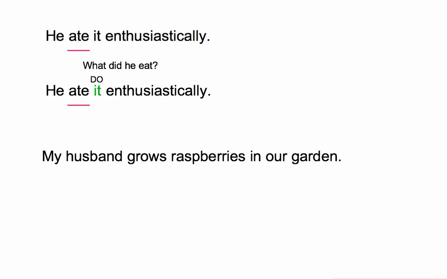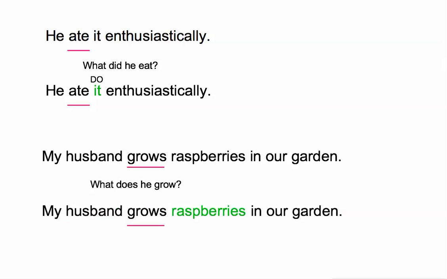In the sentence, "My husband grows raspberries in our garden," our action verb is grows. We ask, what does he grow? And our answer is raspberries. Therefore, raspberries is the direct object.